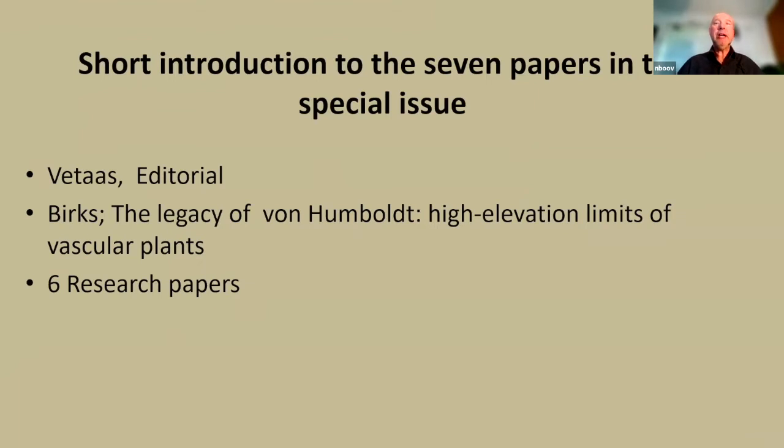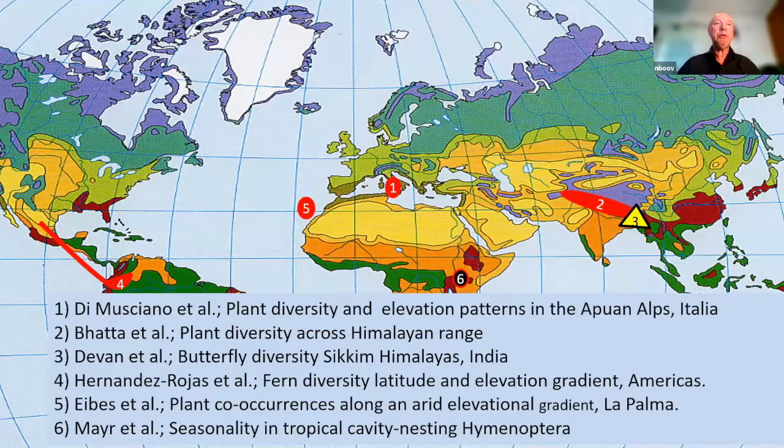John Birks made a very nice talk last year in the von Humboldt week, and he has written up a paper based on his talk. And then in addition, there are 6 more research papers, one group from Italy in the Upper Alps. There is a Himalayan group with Bhatta and me. There is a group also in the Eastern Himalayas with Dewan, Hernandez-Rojas, and Michael Kessler's group have a nice paper from Colombia to Mexico. And then there is a group, Eibes is the first author, from La Palma in one of the Canary Islands. Then we have Peter's group, Meyer is the first author, on Mount Kilimanjaro. So we are representing actually all continents except Australia.